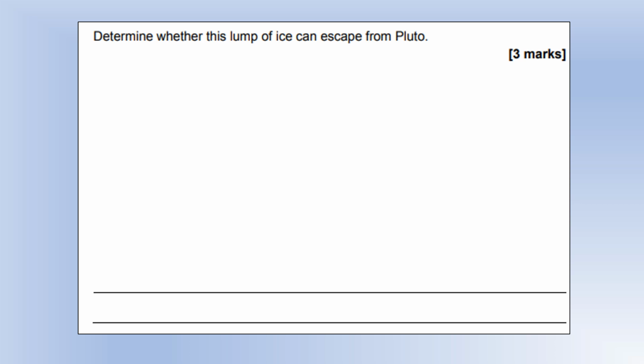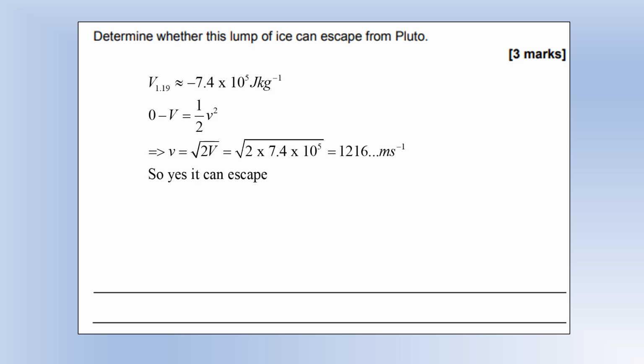So we first need to work out what the gravitational potential is at the surface of Pluto where the collision happened. And that's about minus 7.4 times 10 to the 5 joules per kilogram. If it's going to go from that potential to 0, we need to make the kinetic energy equal to the change in potential energy, or essentially half v squared equal to the change in potential, because the masses cancel. Then we can rearrange to make v the subject, plug the numbers in, and we can see that 1400 is bigger than that, so it can escape. And that completes this paper.